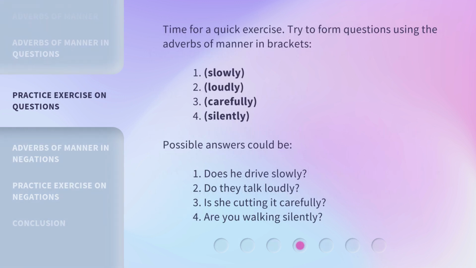Time for a quick exercise. Try to form questions using the adverbs of manner in brackets. 1. Slowly. 2. Loudly. 3. Carefully. 4. Silently. Possible answers could be 1. Does he drive slowly? 2. Do they talk loudly? 3. Is she cutting it carefully? 4. Are you walking silently?